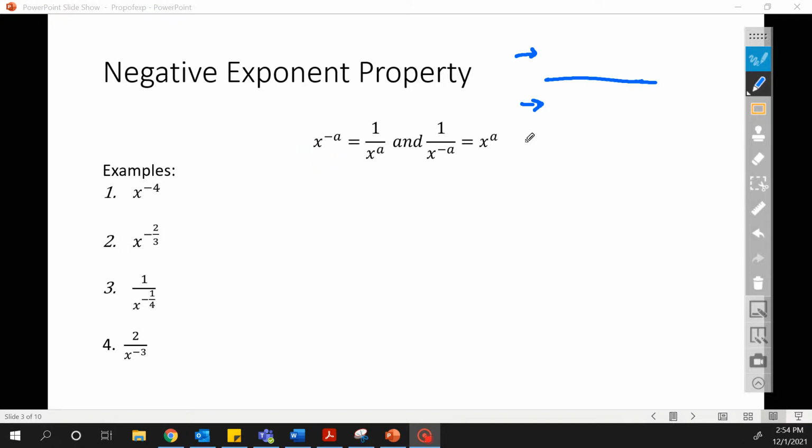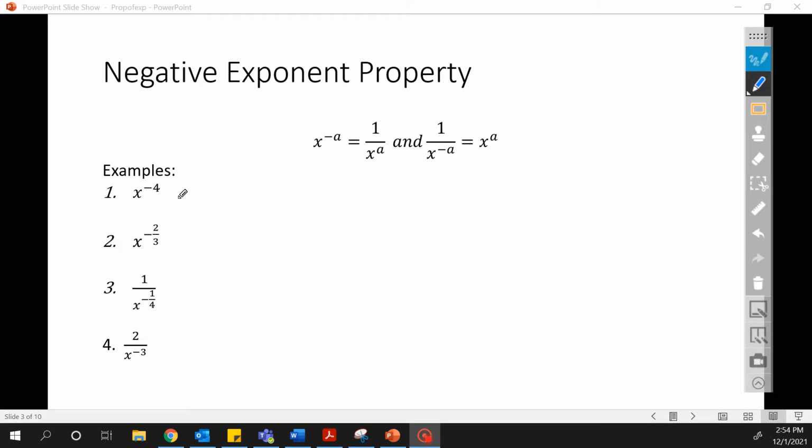Likewise, if you have the base in the denominator and it has a negative exponent, you can change that to a positive exponent by moving it up into the numerator. So x to the negative a in the denominator, so 1 over x to the negative a, that would move the x to the negative a into the numerator, making it x to the a, positive a. There's nothing in the denominator, but we can assume that there's 1 in the denominator, but you don't have to write it if you have a denominator of 1.